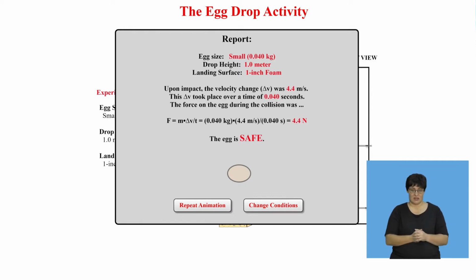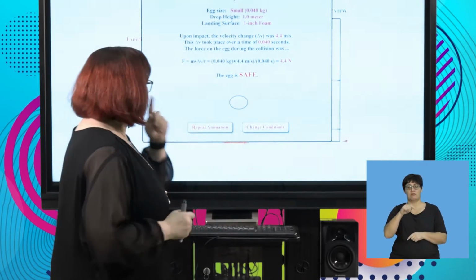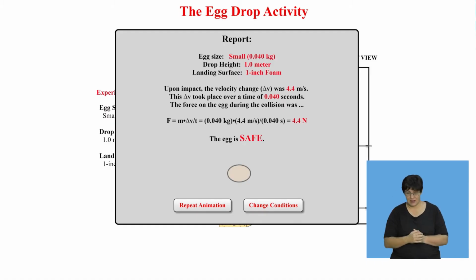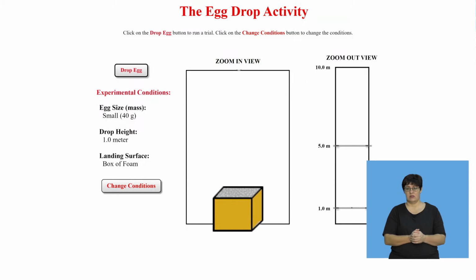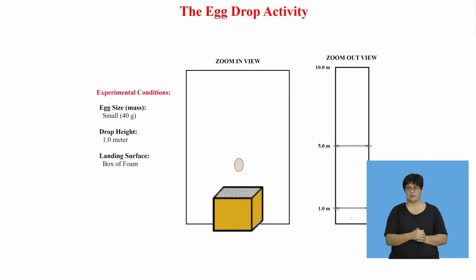The longer it took to stop, the smaller the force it experienced. The change in momentum is the same. It still hits the foam at 4.4 meters per second, okay? Let's see if instead of the 1.8, we put it in a foam box, okay? Let's see what happens. Big foam box, so if this breaks, then there's a problem. So let's drop the egg, see what happens.